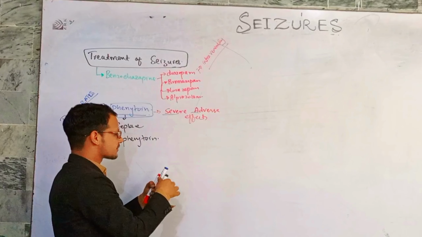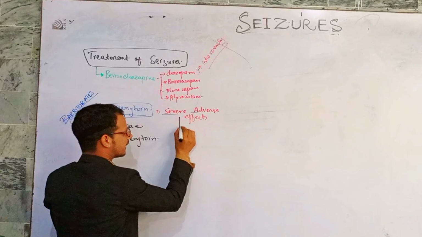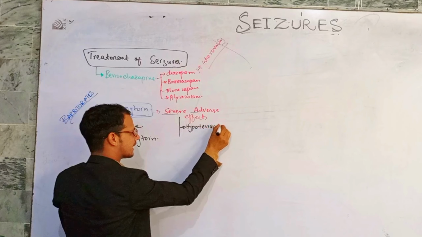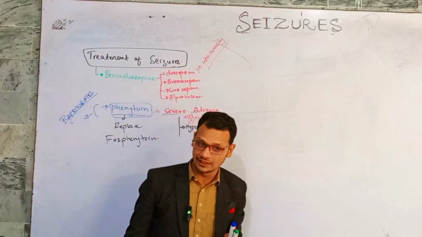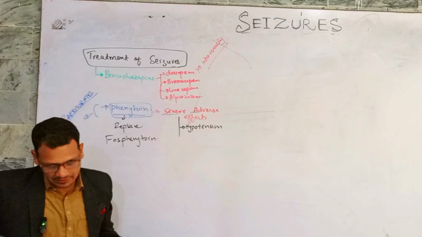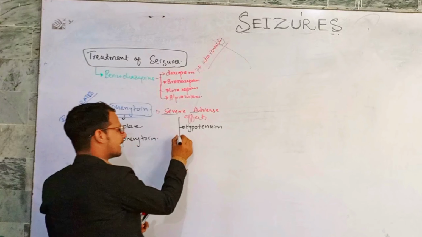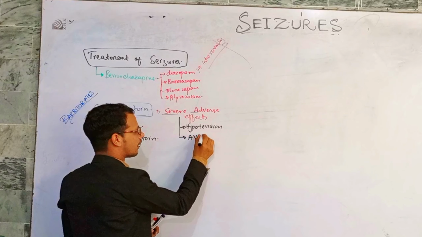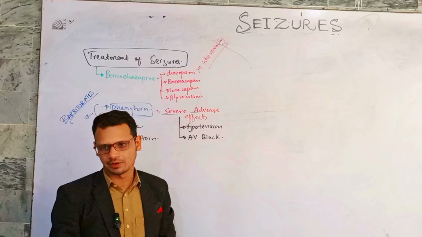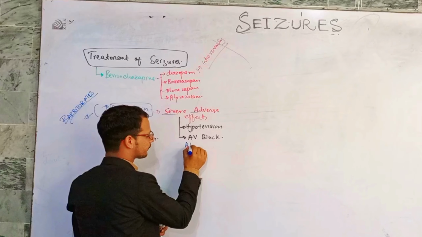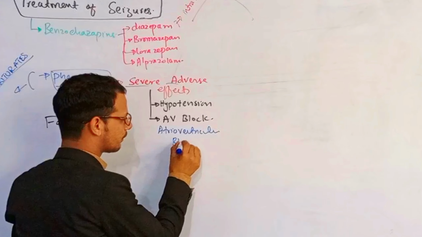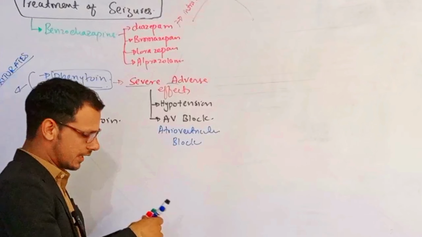What are they? The first is hypotension. It causes severe hypotension, and if hypotension occurs, the seizures will be enhanced and go to a severe case. The next is AV block. What is AV block? Atrioventricular block.